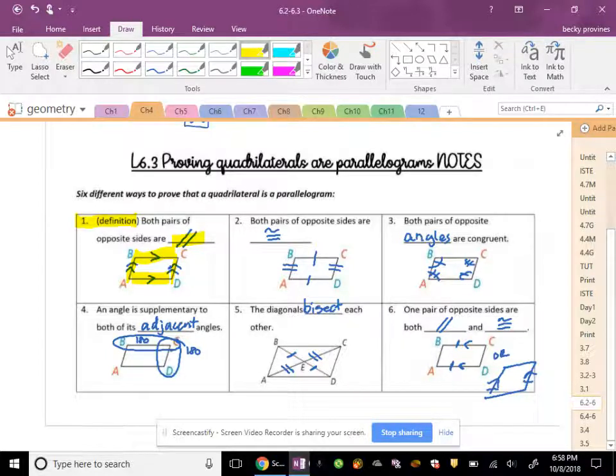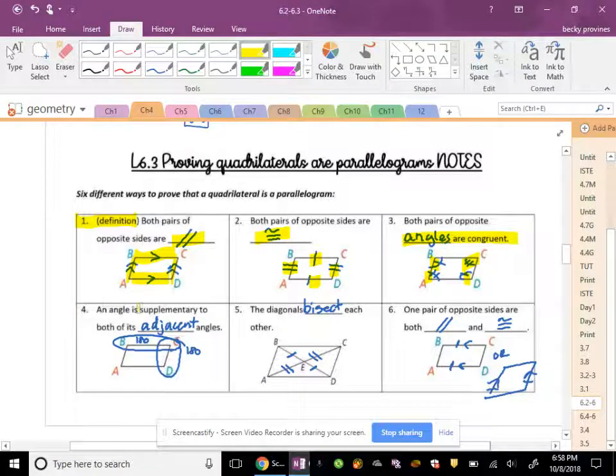All right, number 2. The opposite sides are congruent. So let's go ahead and mark opposite sides are congruent. So you have 2 things about sides. The sides opposite are equal, and the sides opposite are parallel. Now the next, we have 2 things about angles. Both pairs of opposite angles are congruent. So opposite angles over here are equal.